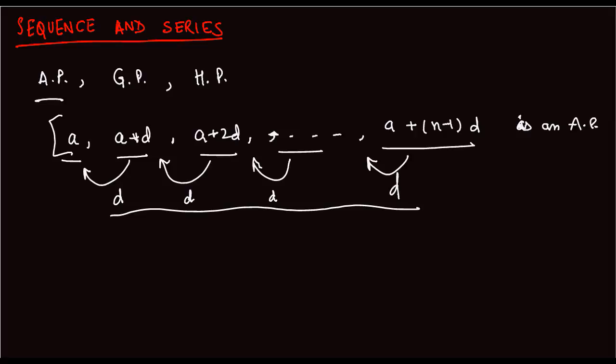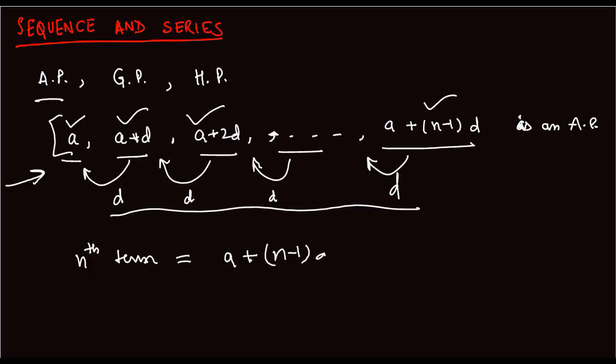Now let A be the first term and D be the common difference, then we'll have this series. The nth term of this AP: this is the first term, this is the second term, this is the third term, this is the nth term. So the formula for the nth term will be A plus n minus 1 into D. If you put n equals 2, you will get the second term.